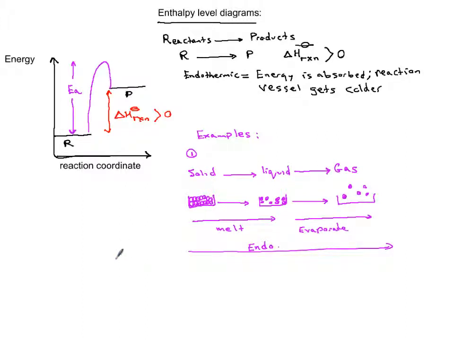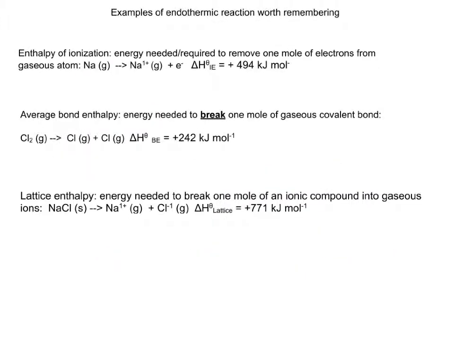There are a few other examples. I'm going next slide and I talk about their chemistry and definitions that you need to sort of memorize and remember. So for sake of IB, the first thing you already knew is enthalpy of ionization. You called it ionization energy. It's the energy needed or required to remove 1 mole of electrons from the gaseous atom.